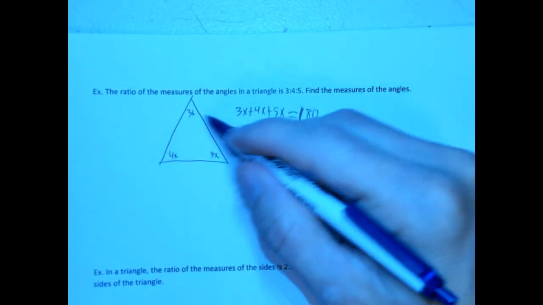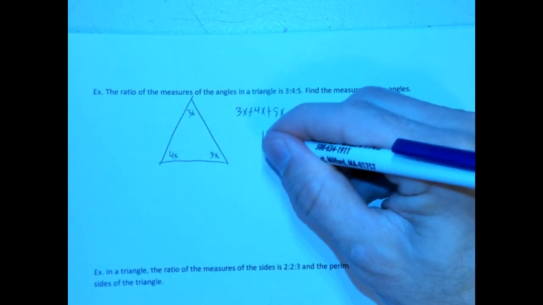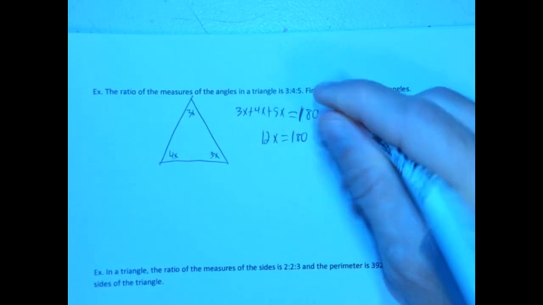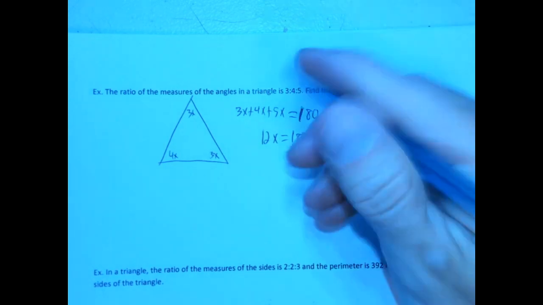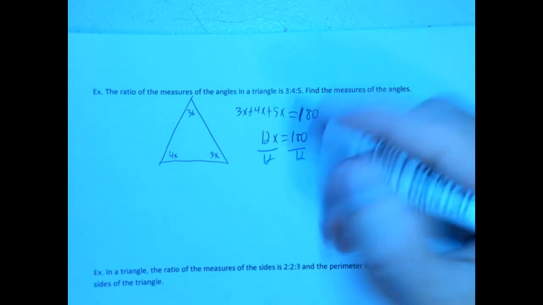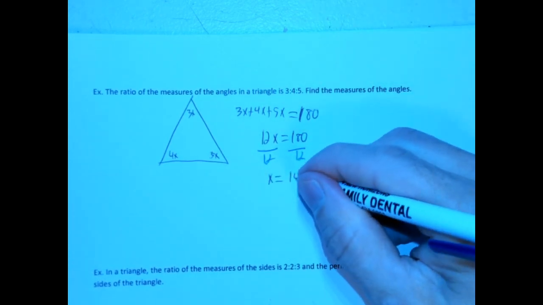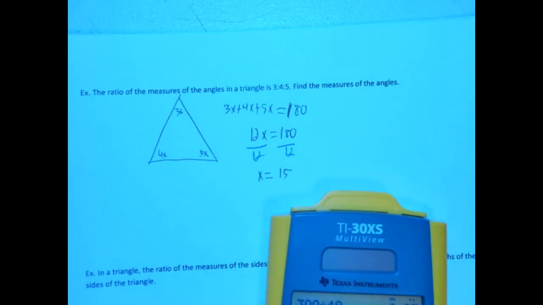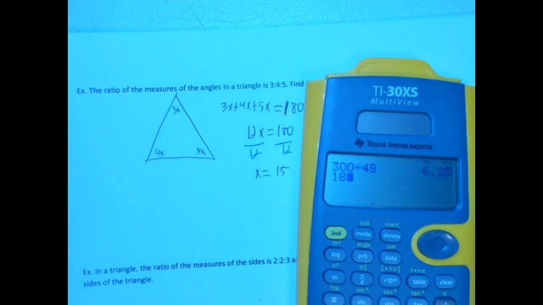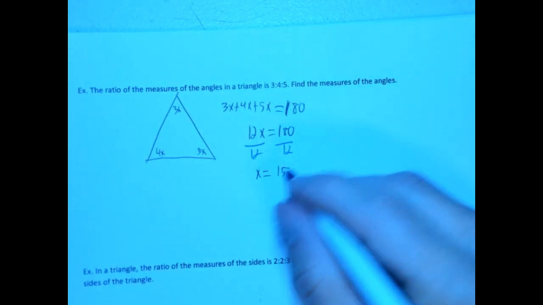Because we know the sum of the interior angles is 180. So that's going to be 7, 5, 12. So 12x equals 180. We're going to divide both sides by 12. I like this question. And x is equal to, what, 15? Let's double check that. 180 divided by 12 is 15, yeah, okay. So 15 is x. Now we're not done.